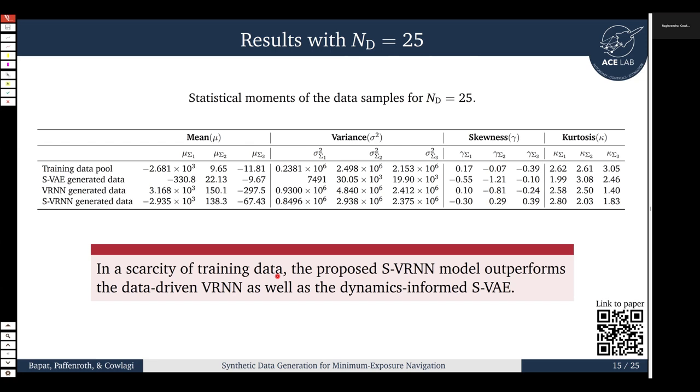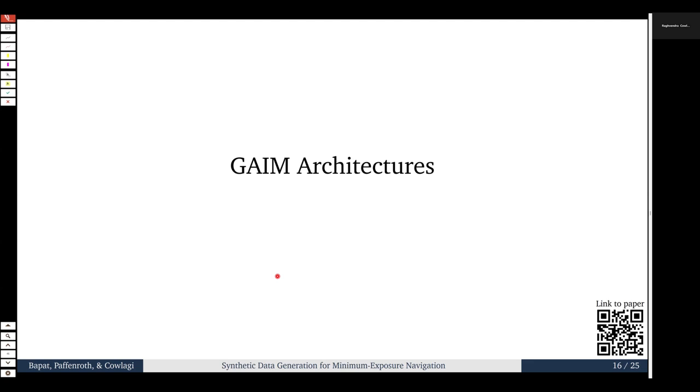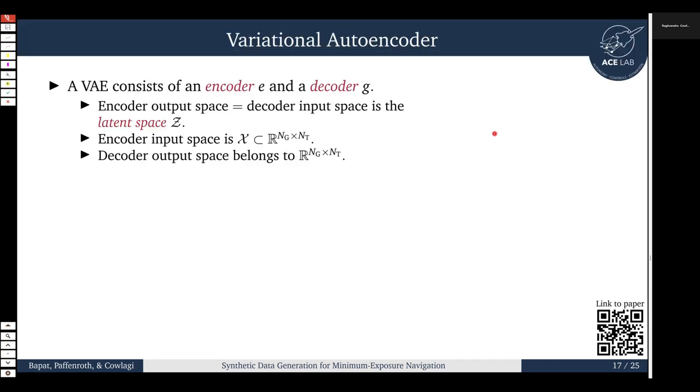Now, having said all this, I would like to now describe exactly what this SVRNN model is, and in fact, some of the other models that I talked about as well. So the last part of this presentation now is what all these architectures are actually doing. From this point onwards, I'm going to assume that you know something about neural networks and how they're trained, and you're probably familiar with the idea of autoencoder, which has an encoder and a decoder.